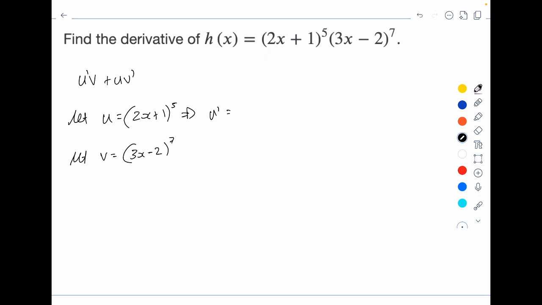So u dash, which is the derivative of u, is going to equal 5 2x plus 1, and then, sorry, to the power of 4. Then what's your inner function? Your inner function is 2x plus 1. So you're going to times it by 2. So you've got 10 2x plus 1 to the 4.